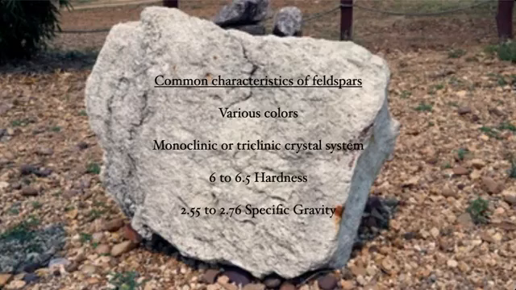So some common characteristics of these guys. Obviously, when you're dealing with many minerals found all over the world, they're not going to have the same color. But interestingly enough, some of their other characteristics are actually pretty similar. So while they come in various colors, their hardness only varies from a 6 to a 6.5. Their specific gravity ranges from 2.55 to 2.76. They have a monoclinic or triclinic crystal system as well.